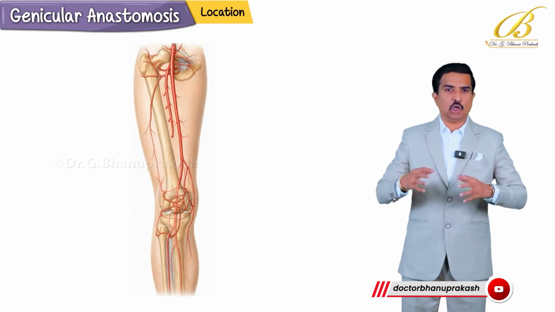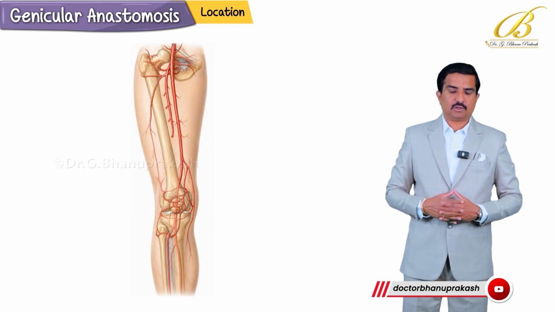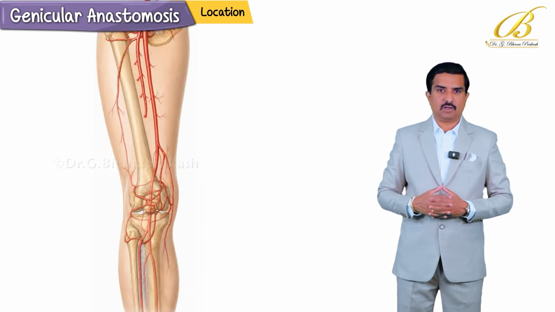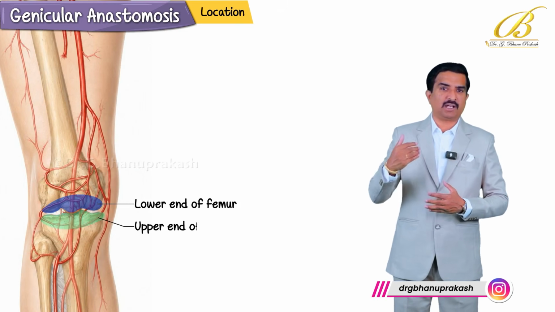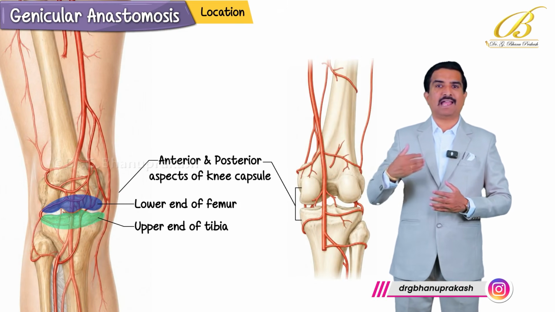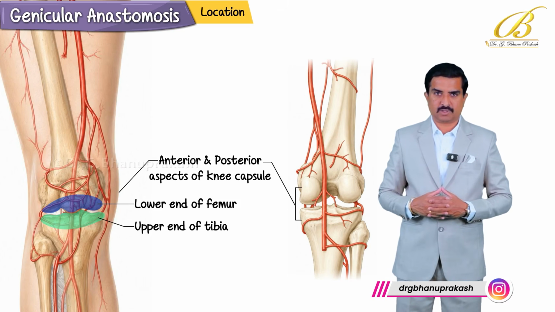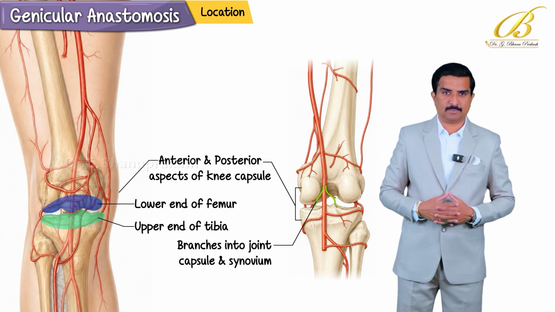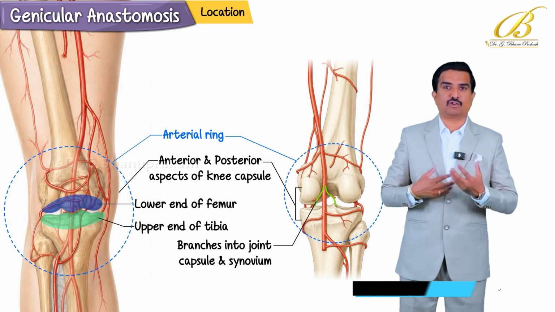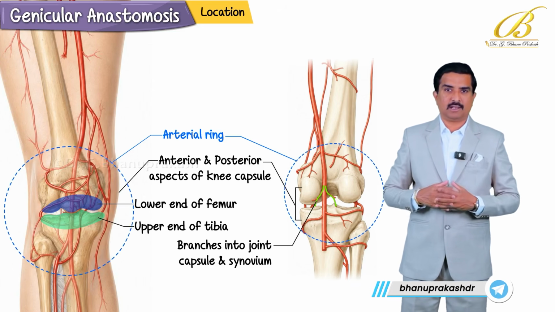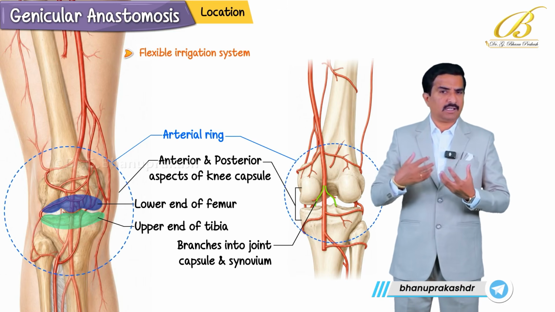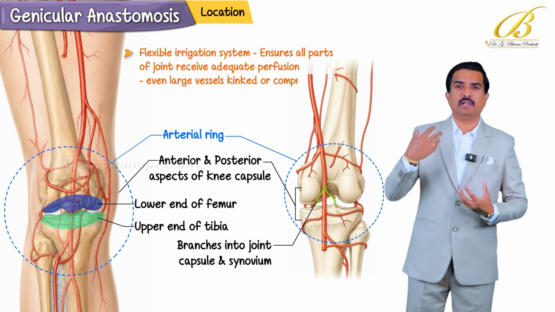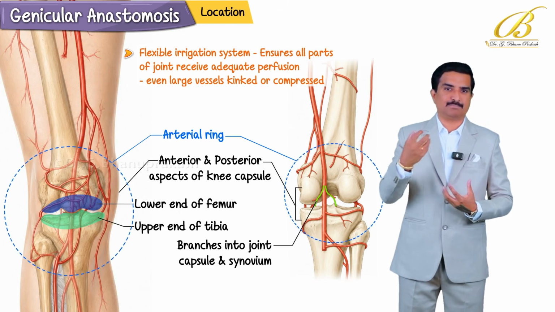Now we have to talk about the location of this anastomosis. The genicular anastomosis is situated deep around the articular surfaces of the lower end of the femur, the upper end of the tibia, and the posterior and anterior aspects of the knee capsule. It also sends branches into the joint capsule and synovium. Think of it as an arterial ring encircling the knee joint capsule, like a flexible irrigation system that ensures all parts of the joint receive adequate perfusion even when large vessels are kinked or compressed.